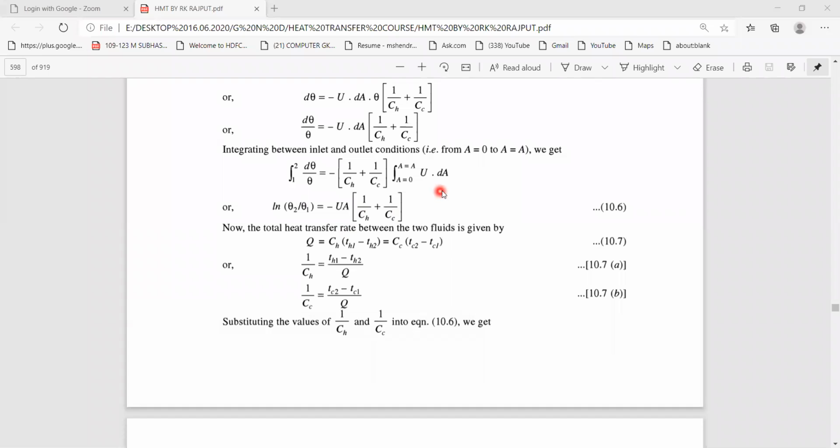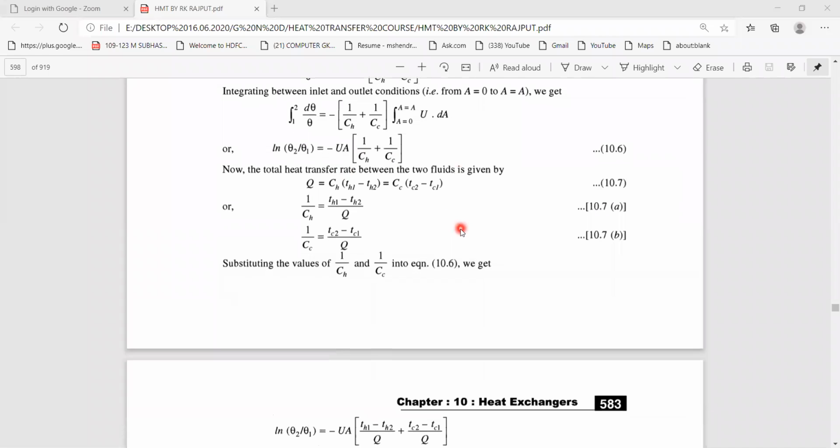As we are doing the integration of 1 with respect to dA, its integral is only A. The upper limit is A and the lower limit is 0, so you'll get simply A. Now the total heat transfer between the two fluids is given by Q equals Ch into (Th1 minus Th2) and Cc into (Tc2 minus Tc1). So this is the total heat transfer between the hot fluid and the cold fluid.